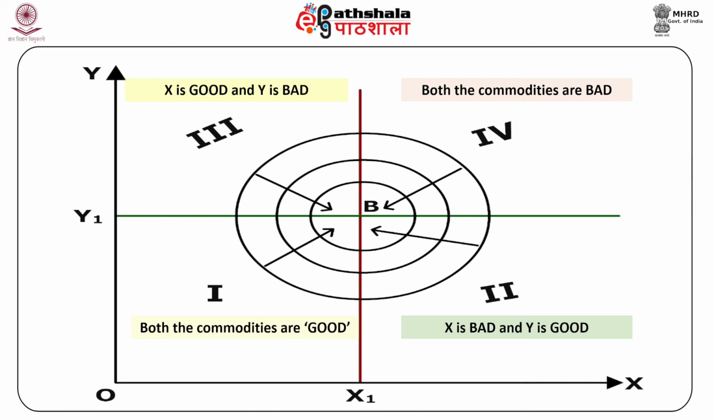When the consumer has an excess of a commodity so that it becomes a bad, his satisfaction can be increased by reducing that bad. For example, the consumer can increase his satisfaction by moving from point P to Q. In general, the preference direction of the consumer will be towards point B. That is, the closer the consumer is to point B, the better off he is.